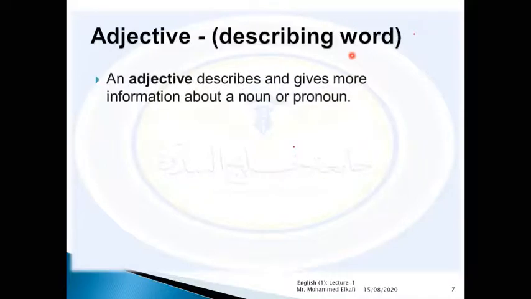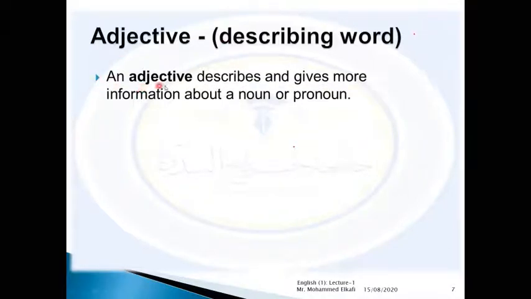So the complete definition: an adjective describes and gives more information about a noun or pronoun. So a noun or pronoun is described by what? By an adjective. The adjective describes a noun or pronoun. It adds to or modifies them.